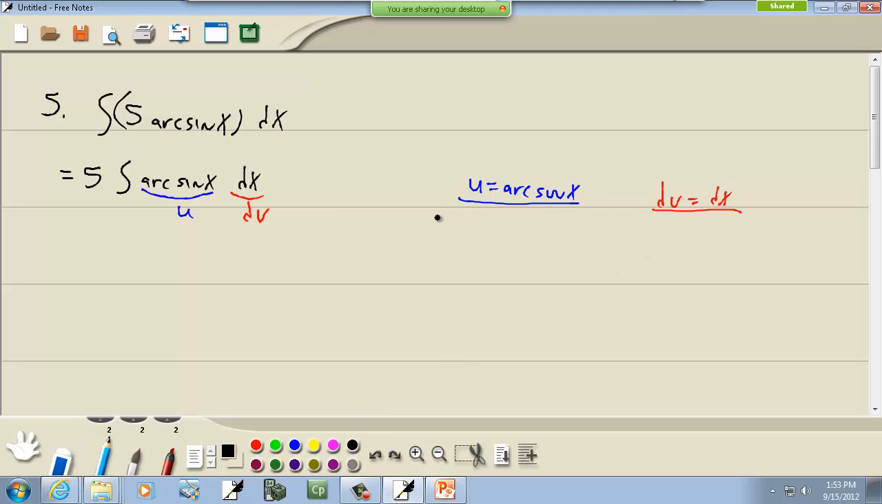Okay, so the derivative of arc sine. Now the formulas are arc sine u, you got u prime up on top, but derivative of x is 1 over the square root of 1 minus x squared, and then dx. Now over here, to find v, we're going to take the integral of dx, which there's nothing there, but there's always the invisible 1. So then the integral of 1 gives us x.